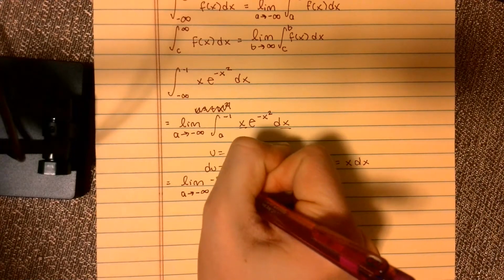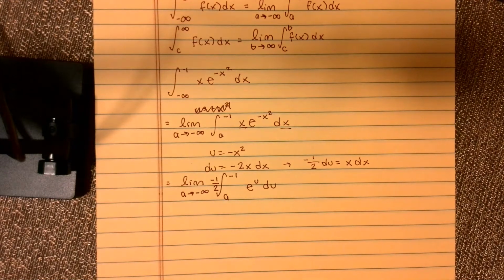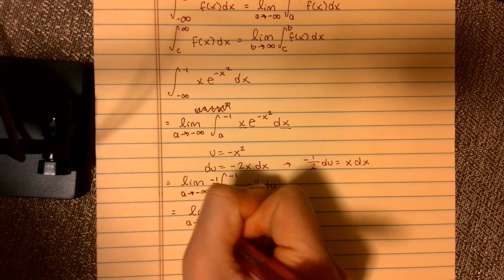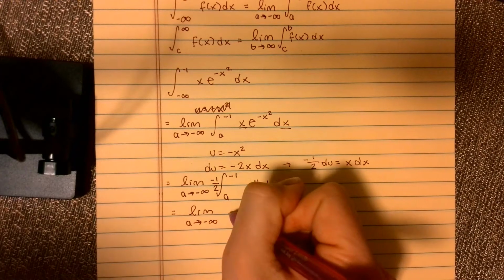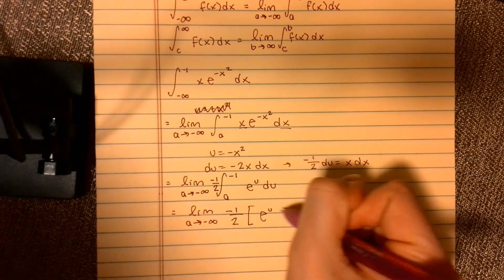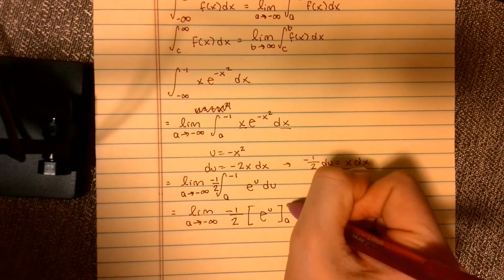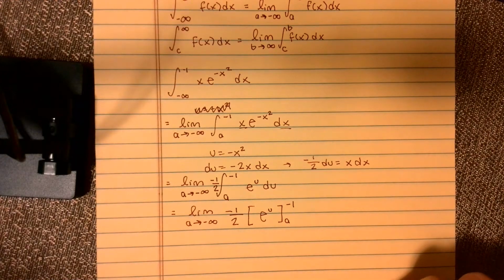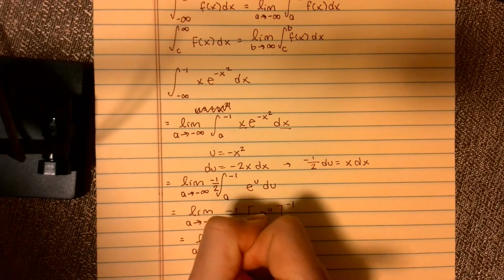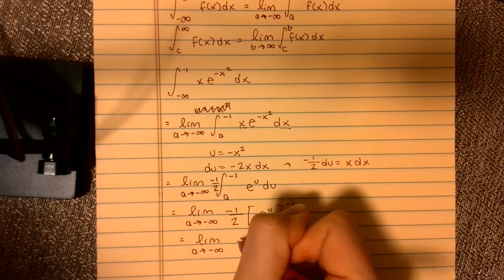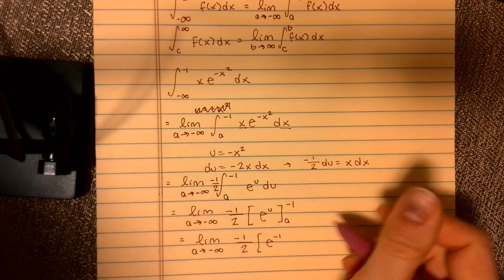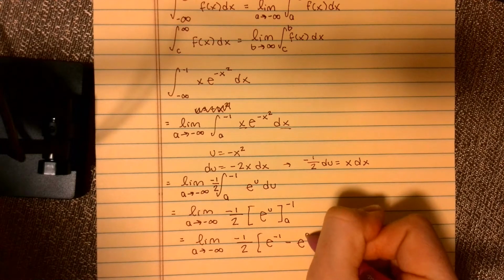I've got my -1/2. Okay, so notice that I am continuing my limit notation because that is important. And then I've got the integral of e to the u is e to the u, from a to -1. So again, I have not evaluated my limit yet, so I'm not ready to get rid of it. And I'm going to plug in my bounds, so I'm going to get e to the -1 minus e to the a.